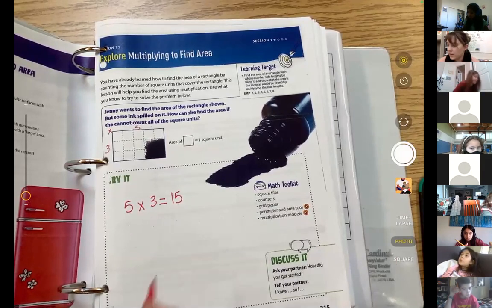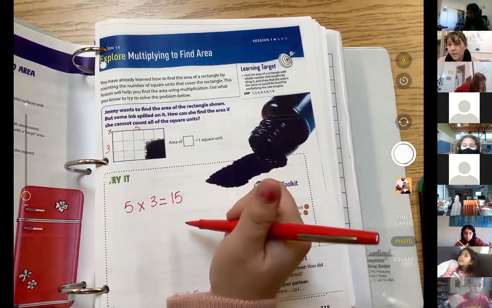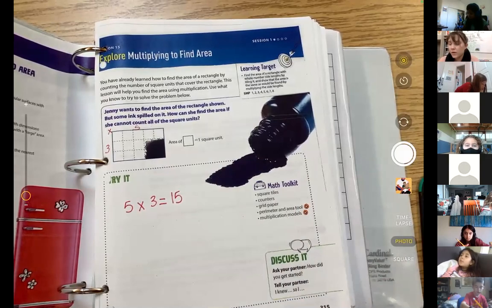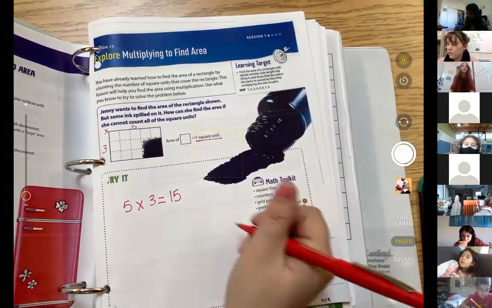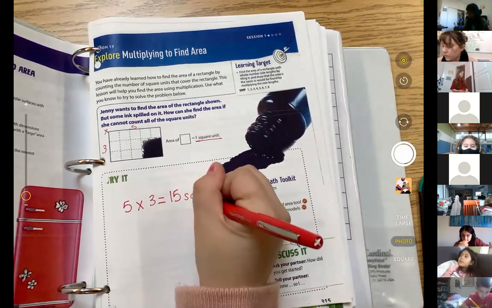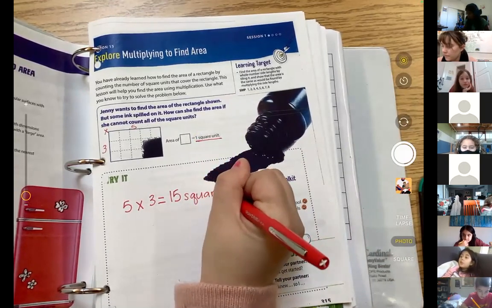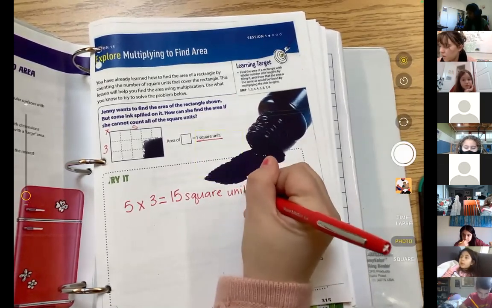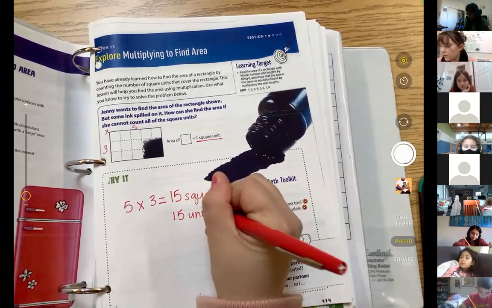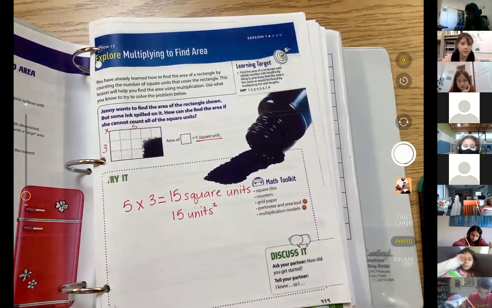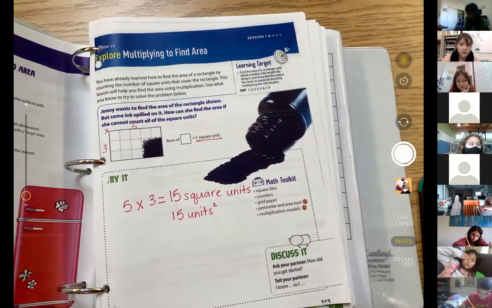And that's what somebody else told me in the chat. You need to put what the units are. Now for this one, they just told us it was square units. Okay, so I'm gonna write square units. Or that other way I told you could write it, 15 units with a little 2. That's another way to write squared, okay?